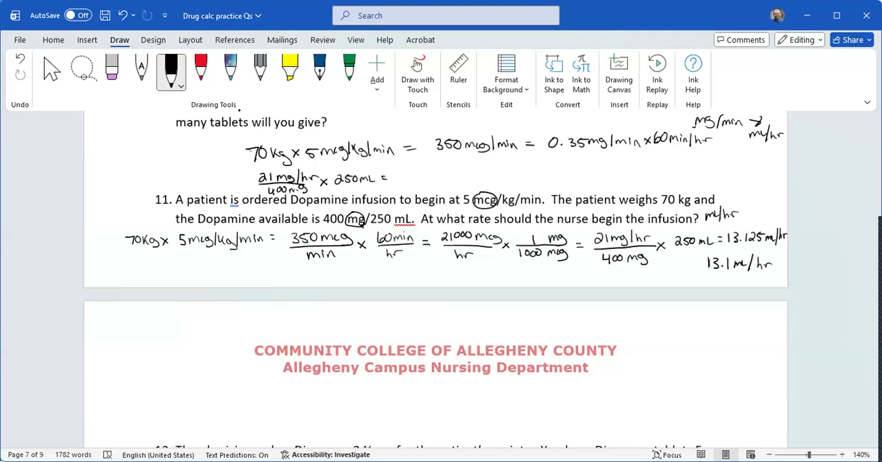Look, I'm not as fast as you. No, that's okay. I'm just writing it down, so take your time. There's no rush. 13.125. So basically what you got. Yep. Okay.